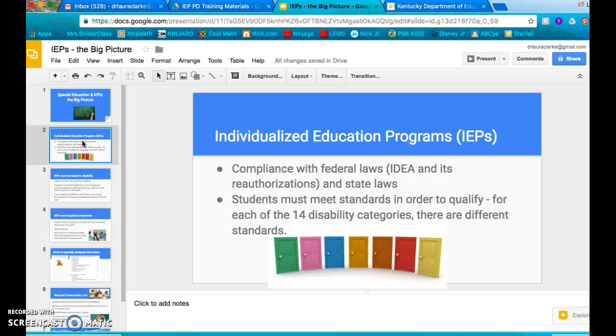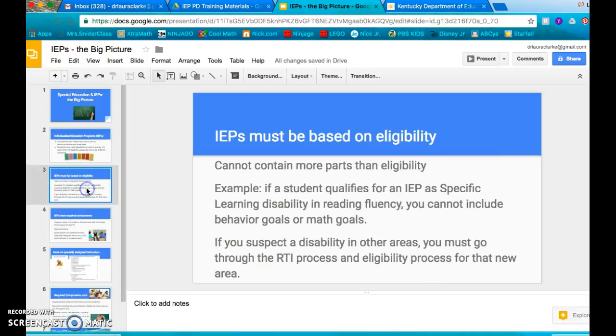That federal law is IDEA and any reauthorizations of that federal law, and then state laws that must be in compliance with federal laws. In order for students to qualify for an IEP, they have to meet the standards of eligibility in any of the 14 disability categories set up in IDEA. And know that for each of the 14 categories, there are very different standards that students must meet.